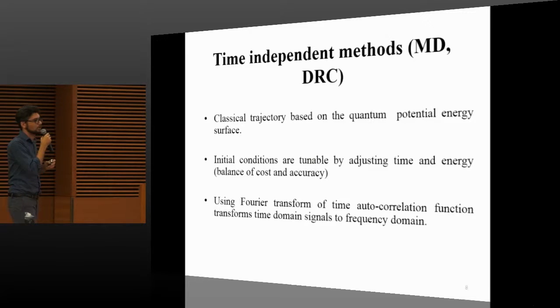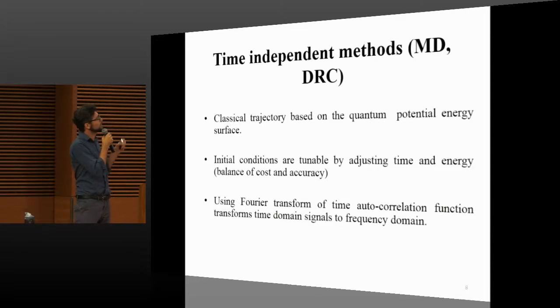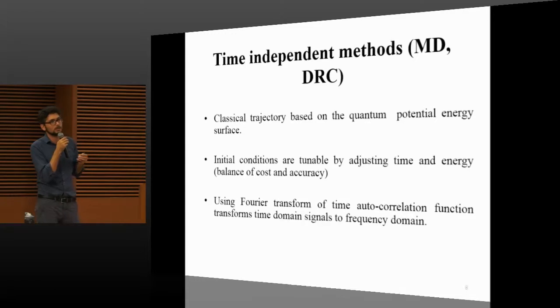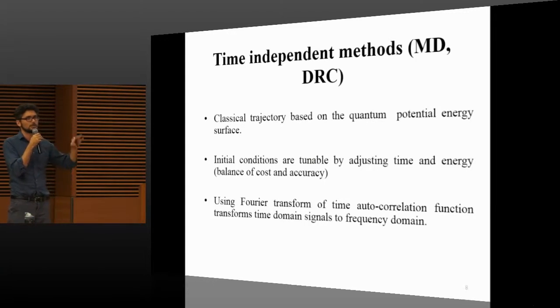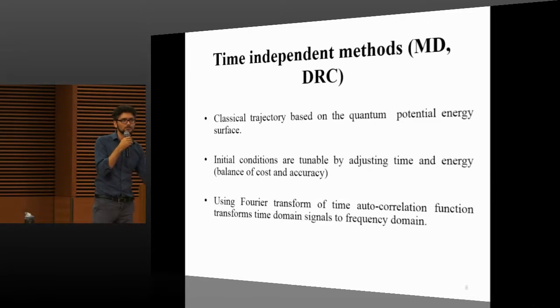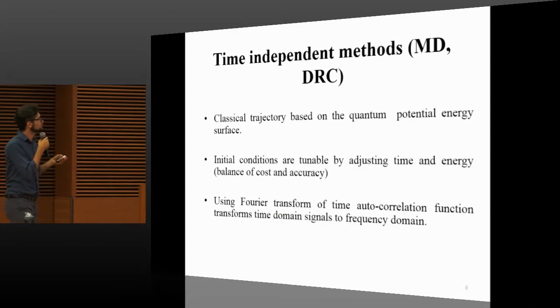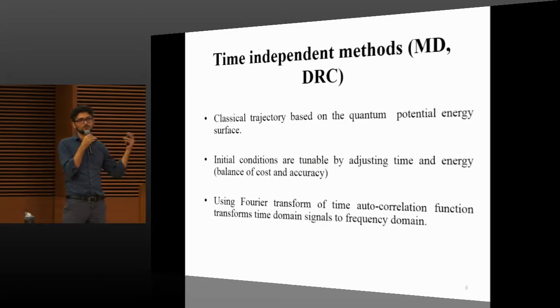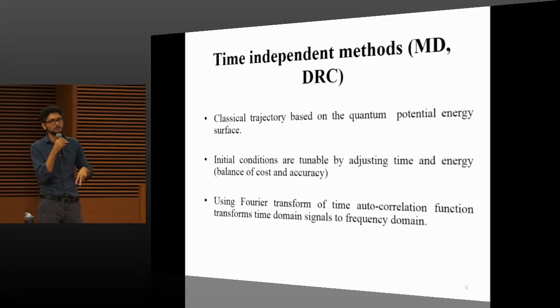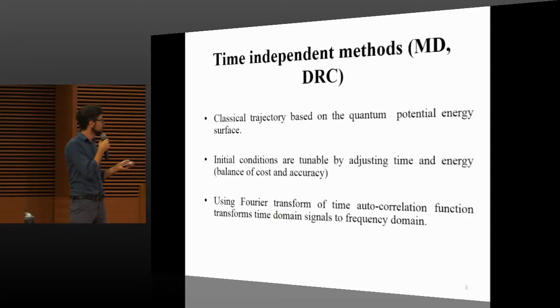There are two codes for that. MD is molecular dynamics, and DRC is dynamic reaction coordinate. This is basically a classical trajectory based on the quantum potential energy surface. We have our initial conditions, time, and energy we put in the system, and we use the Fourier transform of the time autocorrelation function to go from the time domain to the frequency domain.